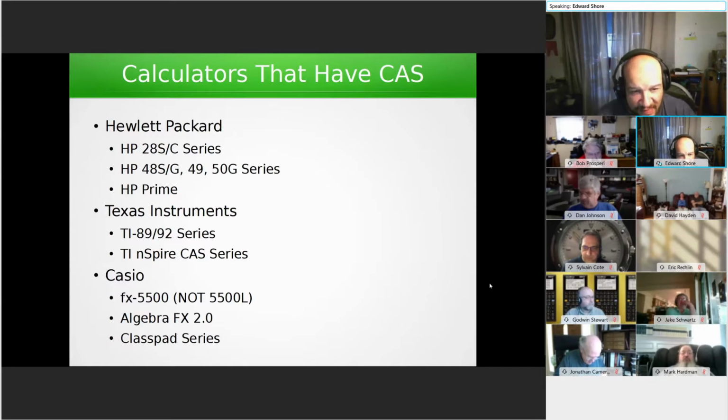On Casio, as I mentioned before, the FX 5500. Then you got the Algebra FX series. There was a 1.0, which I have never seen, and a 2.0. I used to have a 2.0. But Casio's most advanced calculator is called the ClassPad series. It started with the 300, the 330, 400. Now they got the 500, and it's a really huge calculator with the stylus. The 500 and 400 both have a color screen. The screen can rotate. It's got a lot of soft keyboards on the ClassPad.